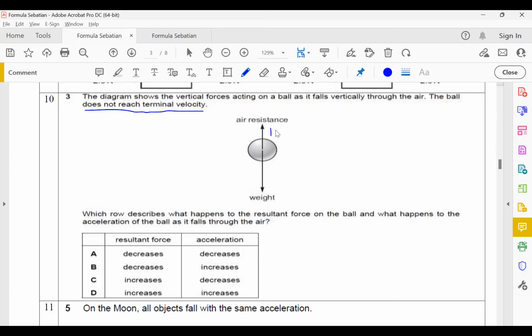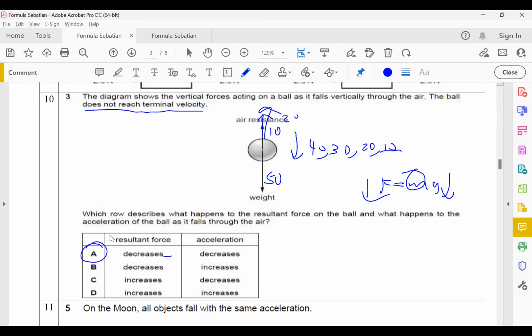let's imagine here is 10 newtons and here is 50 newtons. The resultant force is 40, right? Then it's going to accelerate. As the air resistance builds up, this one becomes 20, which means the resultant force becomes 30, then 20. As the air resistance grows, the resultant force decreases. When the resultant force decreases, obviously, according to your F equals ma formula, the acceleration is going to decrease, right? Because no way in hell your mass is going to change. So that's why your answer is going to be A, guys, for this one here. You understand?